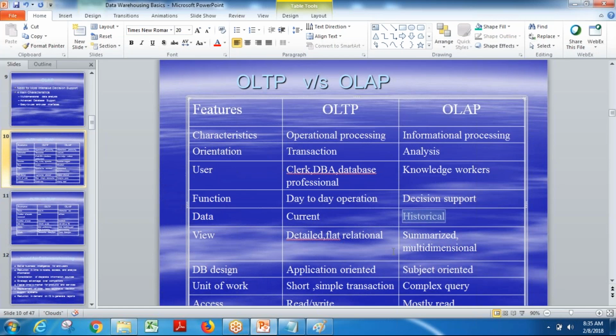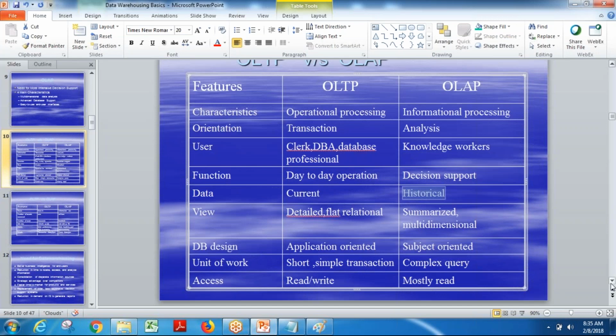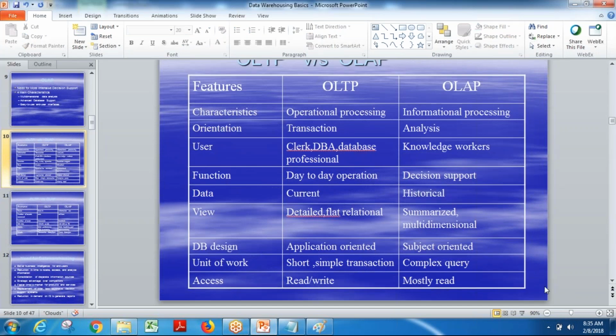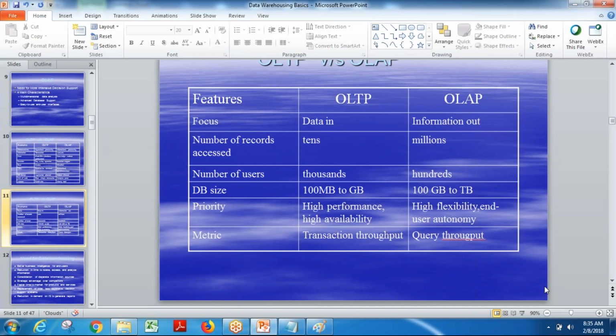So in the OLTPs, we always read the data, write the data, delete the data. But most of the time in OLAPs, once we load the data, we are just going to read it, but we don't delete it as such. So that is another advantage. Okay, so this is important.